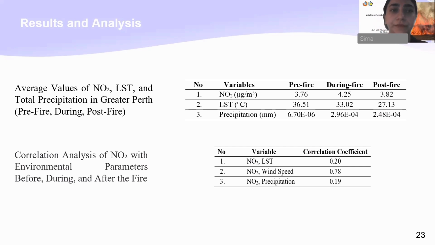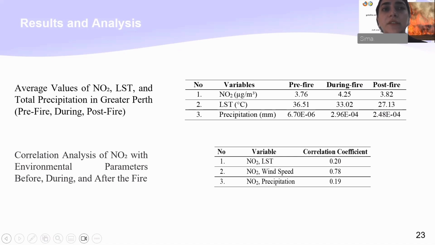from combustion. The precipitation increased during and after the fire compared to the pre-fire period. Although the increase is relatively small in absolute terms, it indicates more moisture in the atmosphere. The extremely low precipitation pre-fire likely contributed to the dry conditions that facilitated fire ignition and spread. Higher precipitation during the fire may have helped to decrease LST by introducing moisture into the atmosphere and the surface.